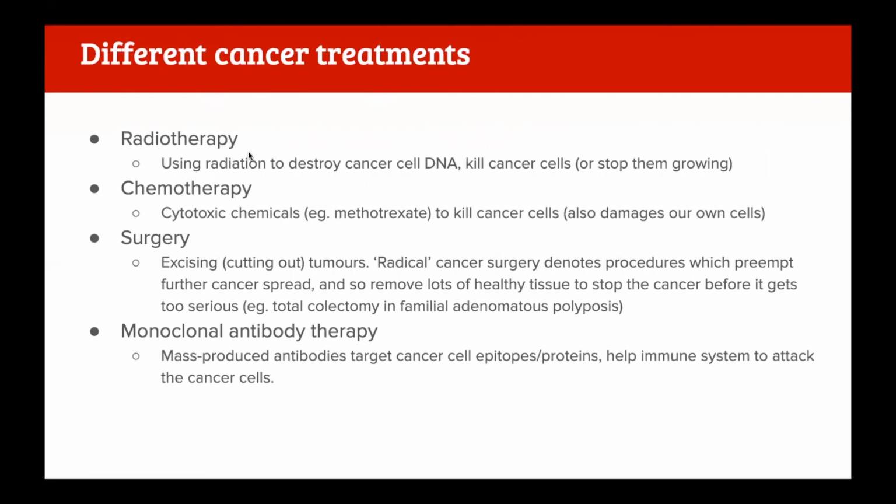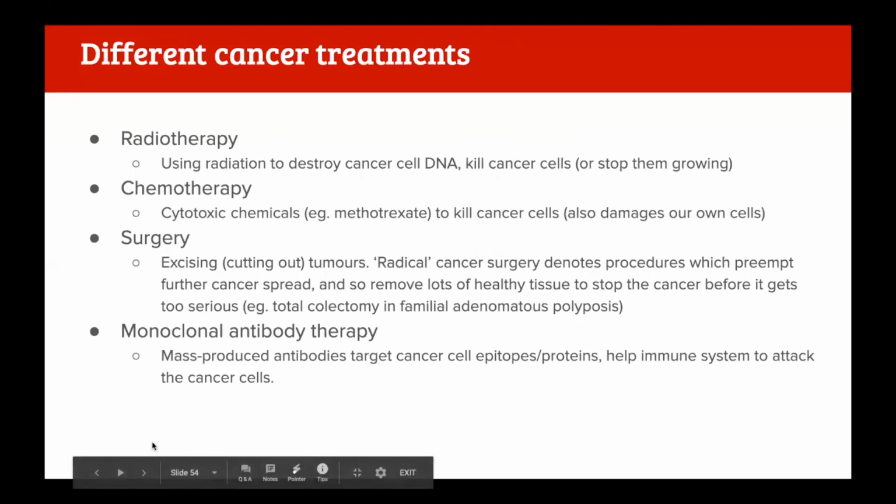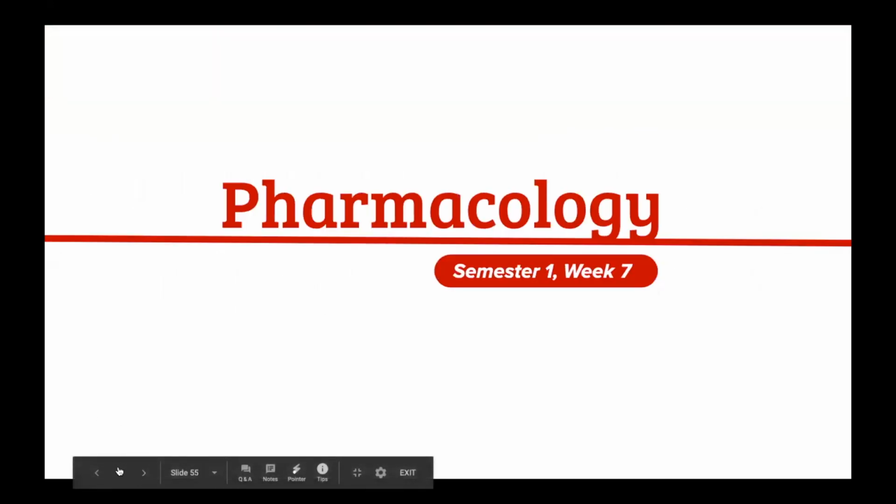Finally, your different cancer treatments include radiotherapy, which uses radiation to destroy cancer cell DNA, kill cancer cells, or stop them growing. Chemotherapy uses cytotoxic chemicals and drugs such as methotrexate to kill cancer cells, but this also damages our own cells, such as your hair cells. Surgery is cutting out tumours, and monoclonal antibody therapy is mass producing antibodies to target cancer cells. This will just help your immune system to attack the cancer cells. And that's it for cancer.